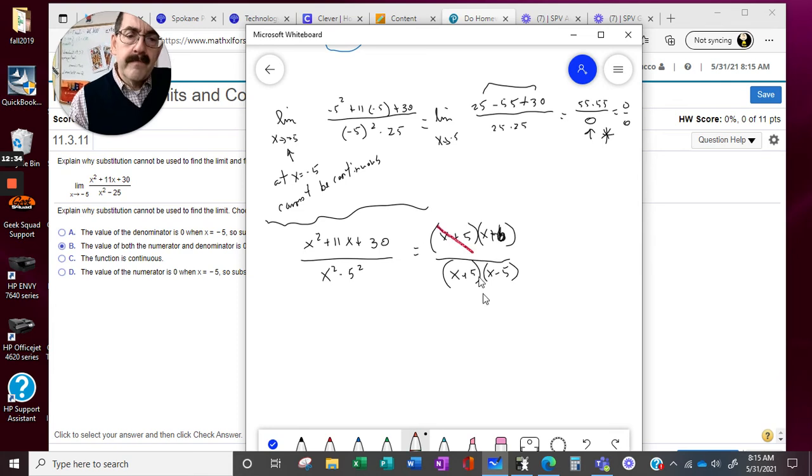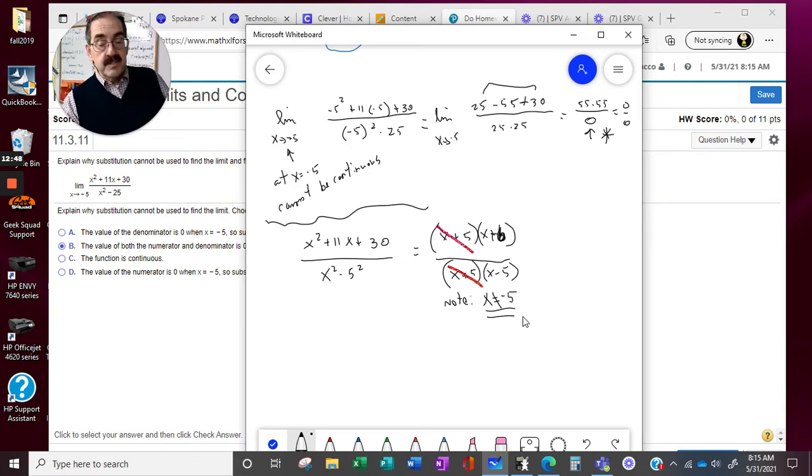Now, that can be gone. Note, remember in pre-calc, x cannot be equal to negative 5 because that's illegal. So that's a hole. Remember we talked about holes? Okay, so this is a hole.